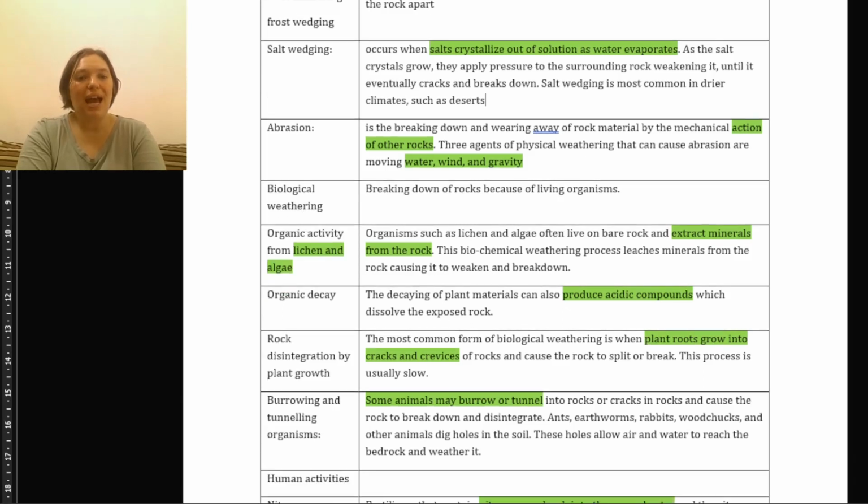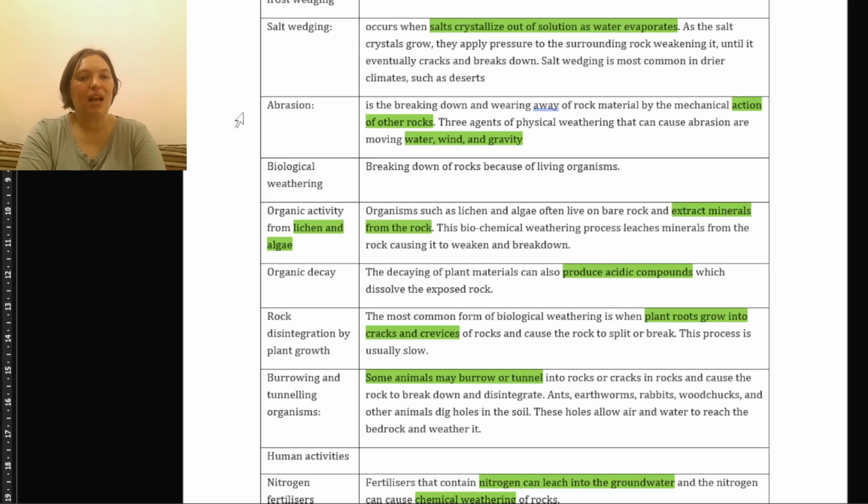And then we have abrasion. So abrasion is things hitting against each other. This one is the breaking down and wearing away of rocks by mechanical action of other rocks. So basically different rocks bang against each other. But this doesn't have to be rocks, it can also be sand, because sand is basically just rocks broken down.